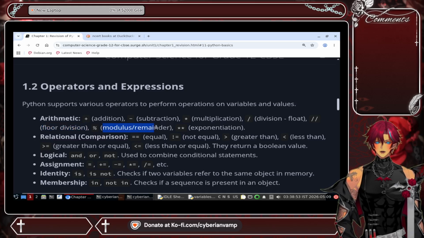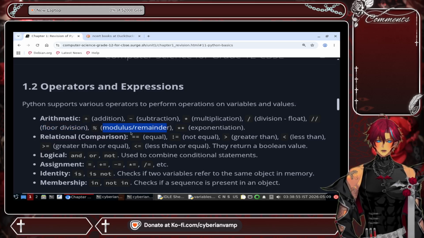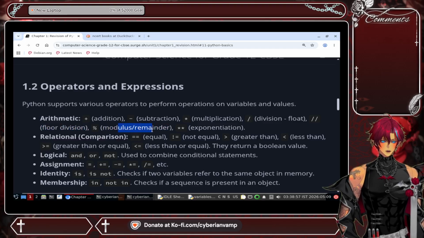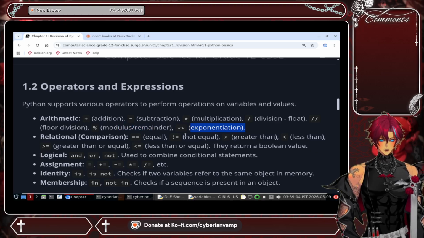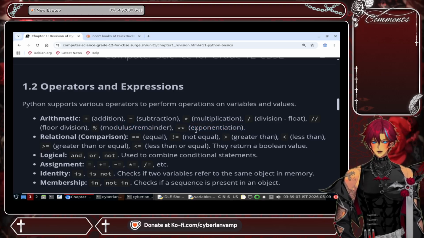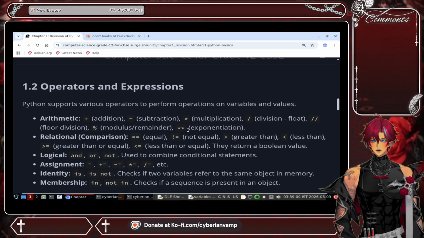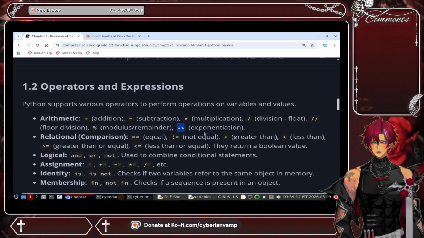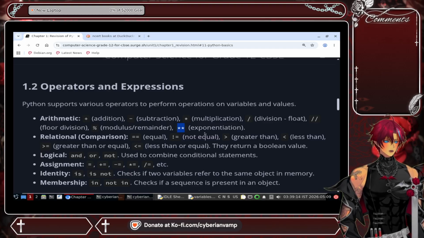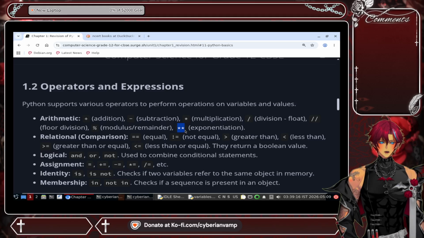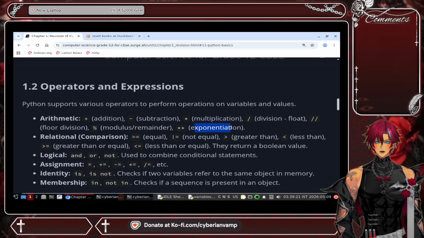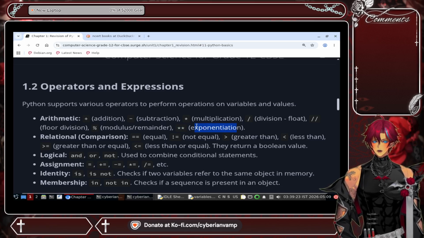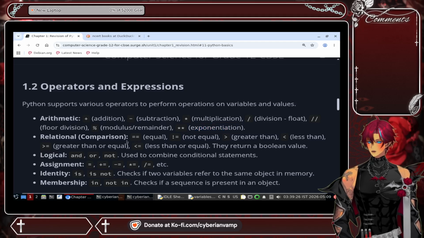And then there is the modulus division, or the remainder division, in which we just take out the remainder. And then there is the exponentiation operator, which is used if you want to give values such as 2 to the power 2. That power comes into exponentiation. So exponentiation is also an arithmetic operator.